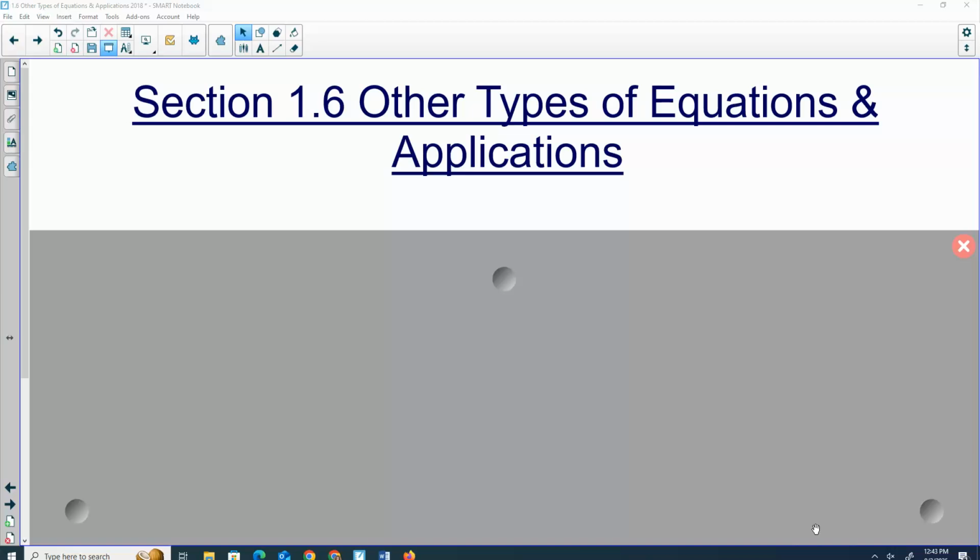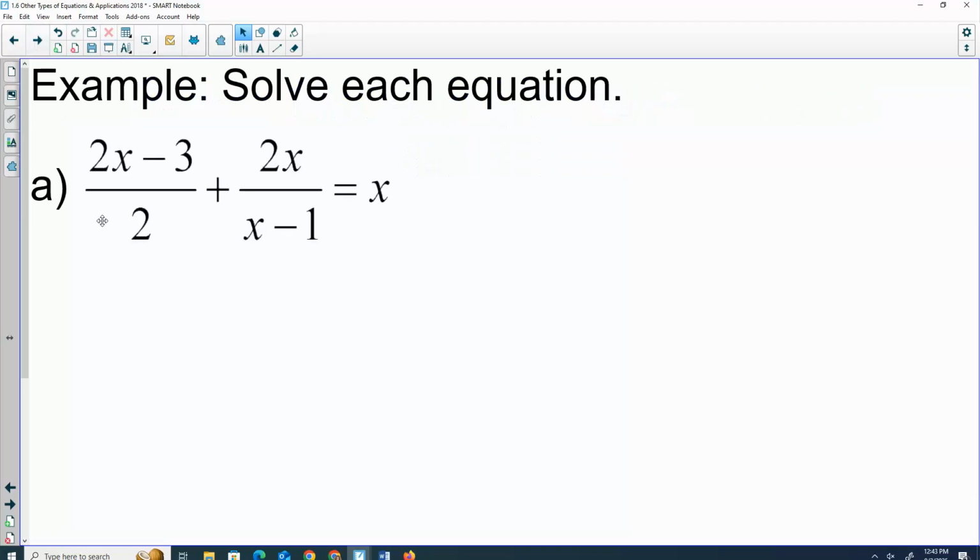As well as factoring, square root method, completing the square, quadratic formula. The first type of problem we're going to look at today have fractional expressions, things with fractions in them. How do we go about solving these problems?